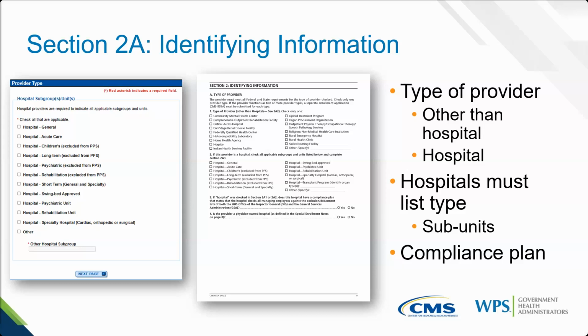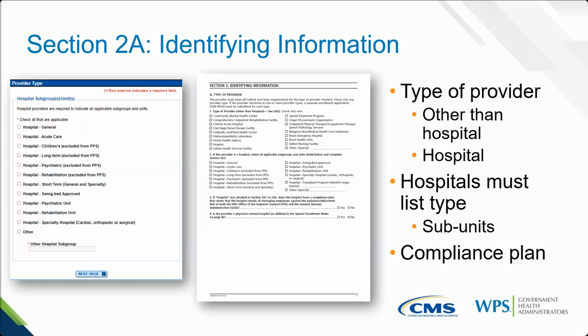And one thing I want to make you aware of is, depending on the type of subunit that is provided, it could result in multiple enrollment records or provider numbers for that entity. And that has a lot to do with how things are set up and how CMS sets up various provider types. That's all determined as we review that application and we send it to CMS.